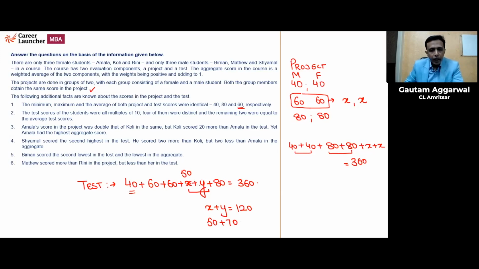So this was critical to understand the terms of project. It has to be 240, 260, 280. And in terms of the scoring pattern in the test, it has to be a person scoring 40, another scoring 50, two of them scoring 60, then a 70 and then an 80. Then there was a certain distribution on what Amla scored, Kohli scored and so on.